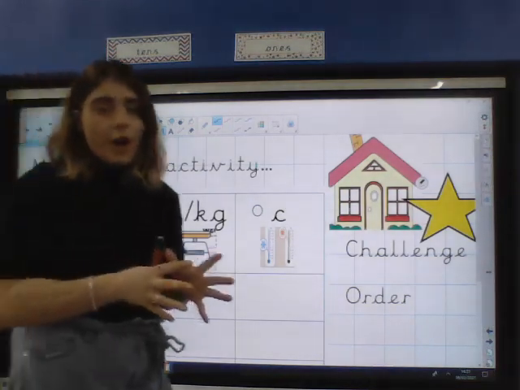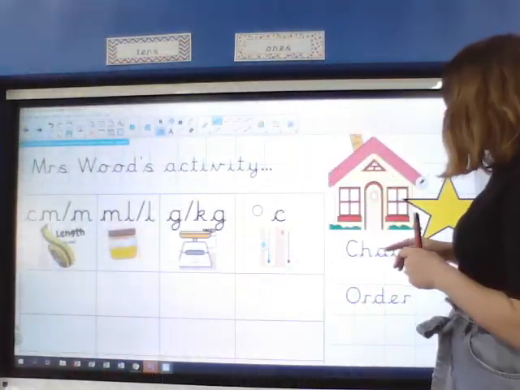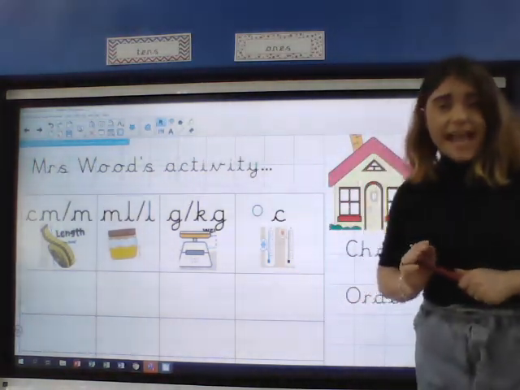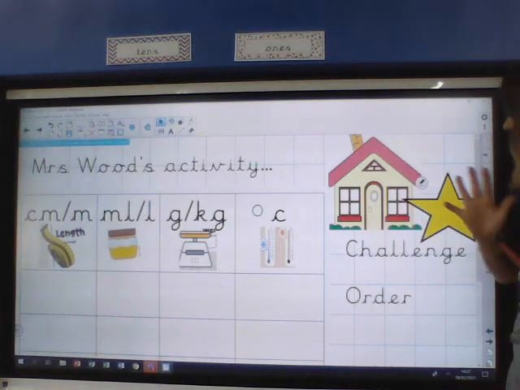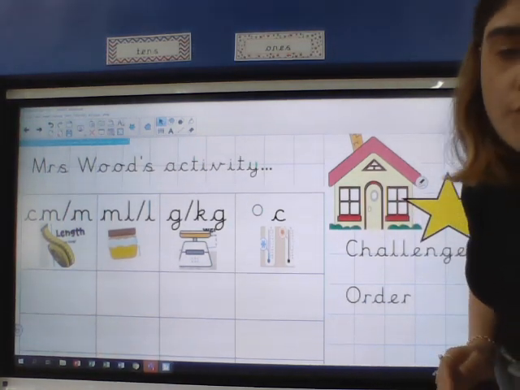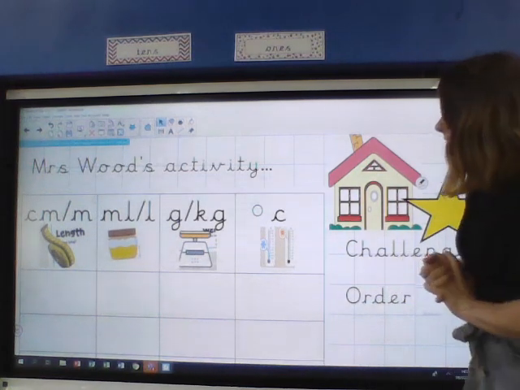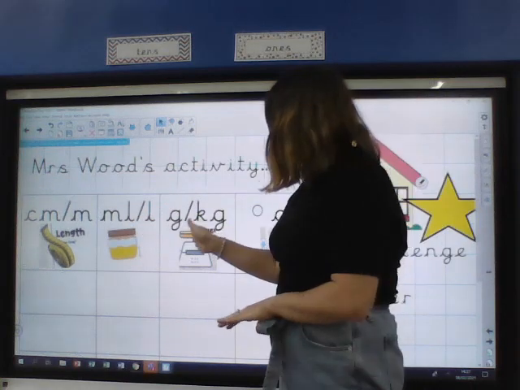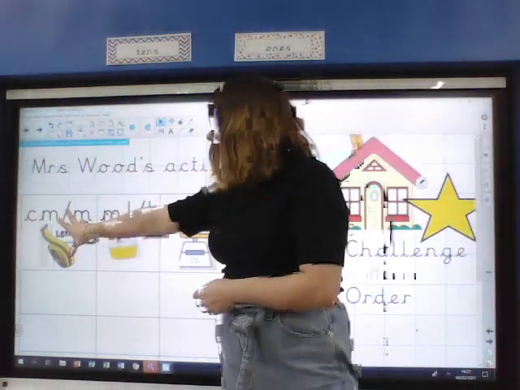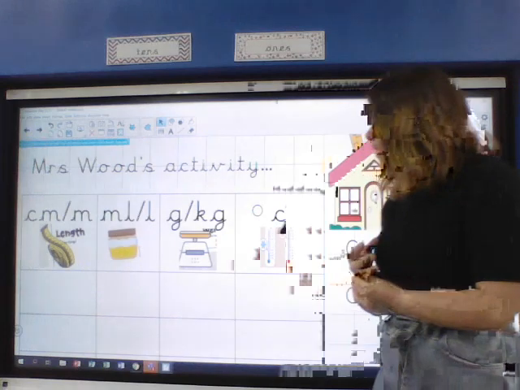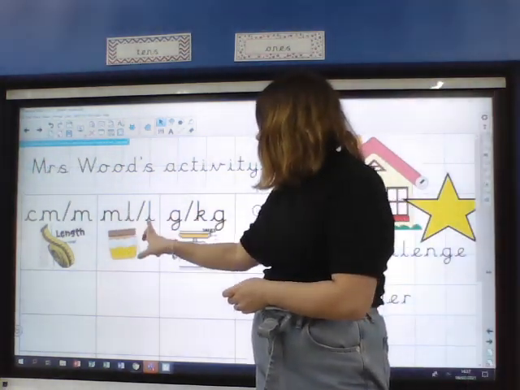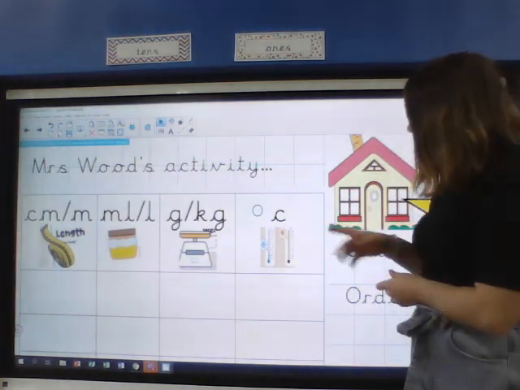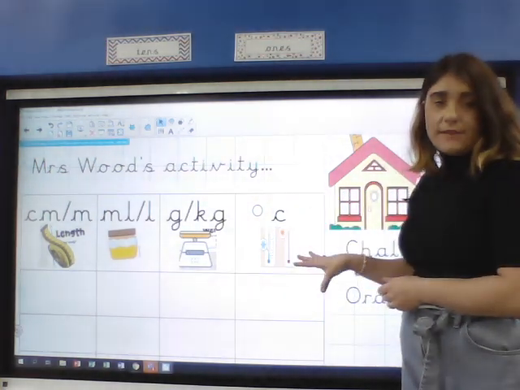So we've done some super work on measure this week. Now, as we're not looking at the book today, I have set you a special home activity. You can use your whiteboard for this or a scrap piece of paper. I would like you to draw a table like mine on the board. So you need 4 columns: 1 for measuring length, centimetres and metres, 1 for measuring capacity and volume, millilitres and litres, 1 for measuring weight, grams and kilograms, and then 1 for measuring temperature, degrees Celsius.